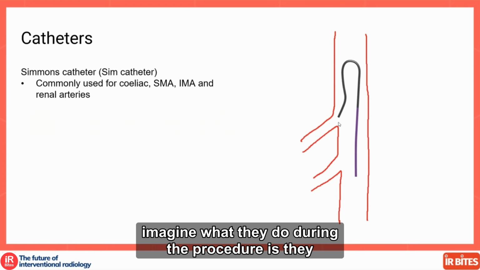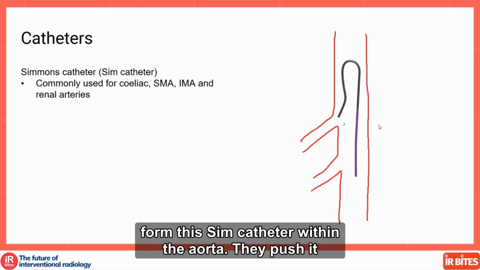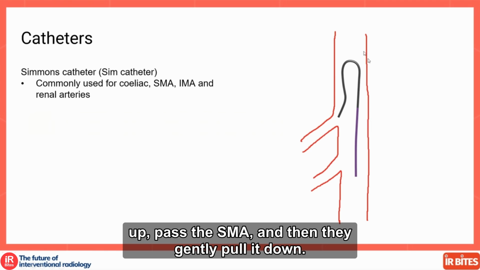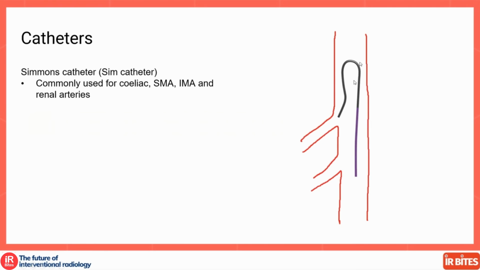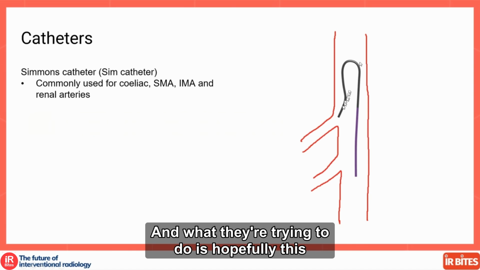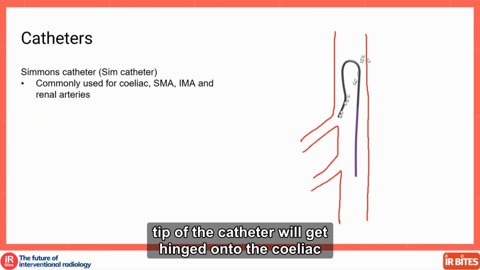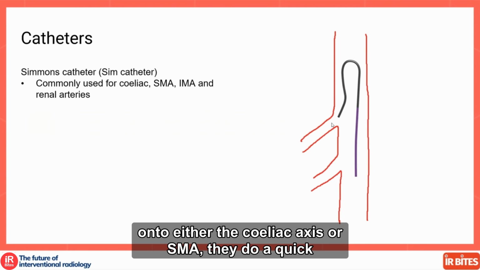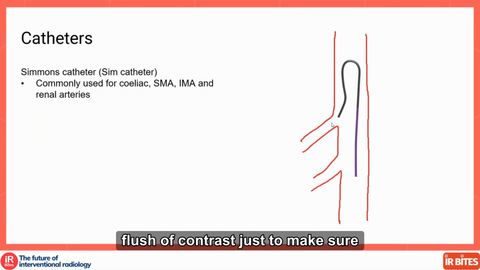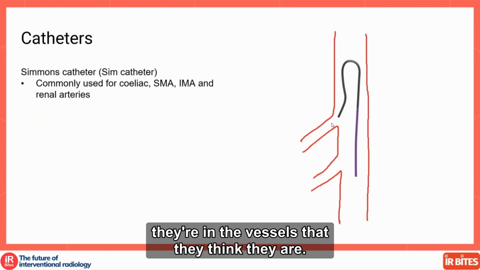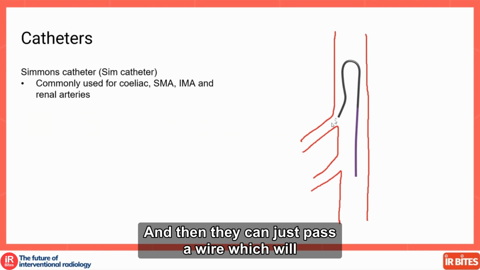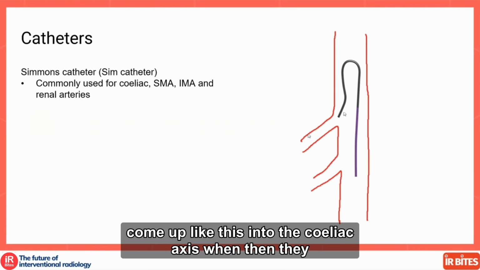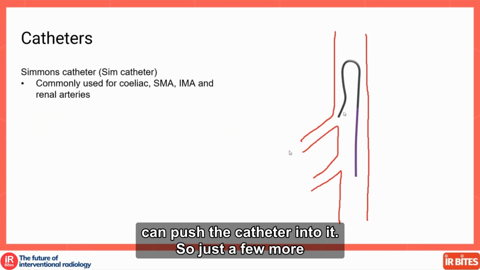What they do during the procedure is they form this Sims catheter within the aorta. They push it up, past the SMA, and then they gently pull it down. What they're trying to do is hopefully get the tip of the catheter hinged onto the celiac axis. When they feel that it's hinged onto either the celiac or SMA, they do a quick flush of contrast just to make sure they're in the vessels that they think they are. Then they can pass a wire, which will come out like this into the celiac axis, and then they can push the catheter into it.